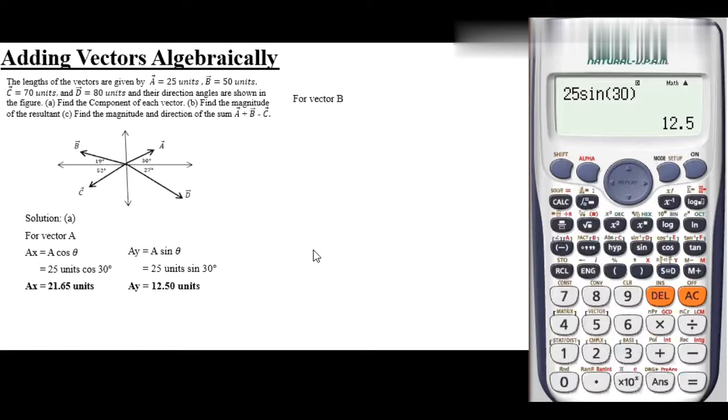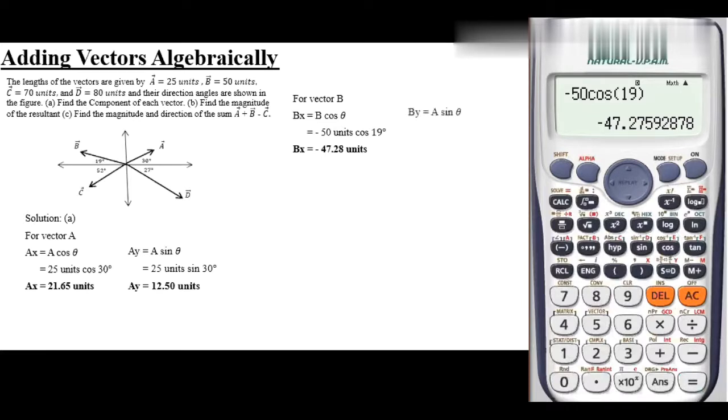Next, for vector B, Bx is equal to B cosine theta. Again, substitute the value. We have negative 50 units cosine 19 degrees. Negative 50 units. Why? Because vector B is plotted on the second quadrant where the X component is negative and the Y component is positive. So plug in the values to your calculators. That is negative 50 cosine 19. That is equal to negative 47.28. So Bx is equal to negative 47.28 units.